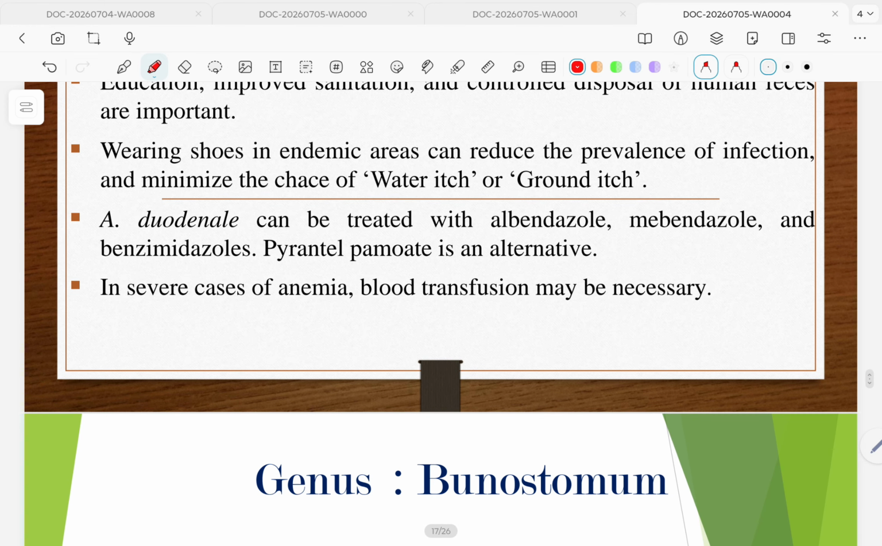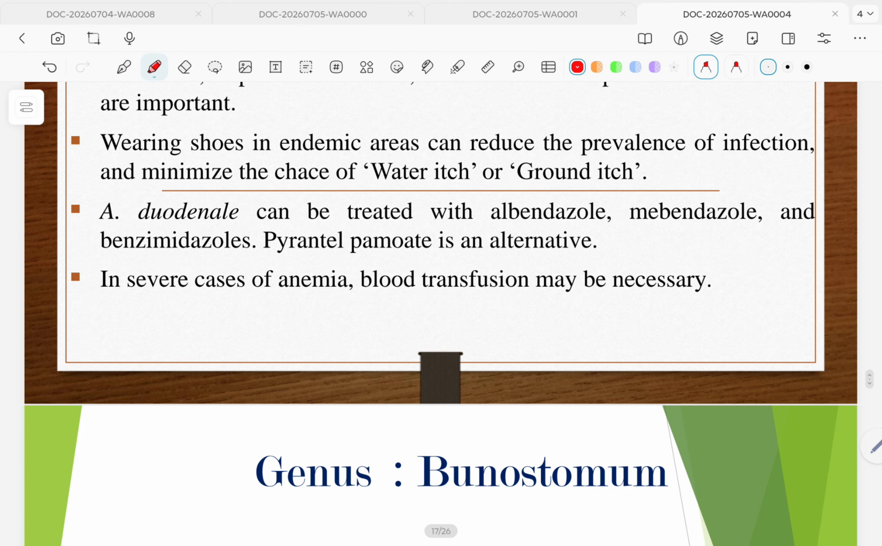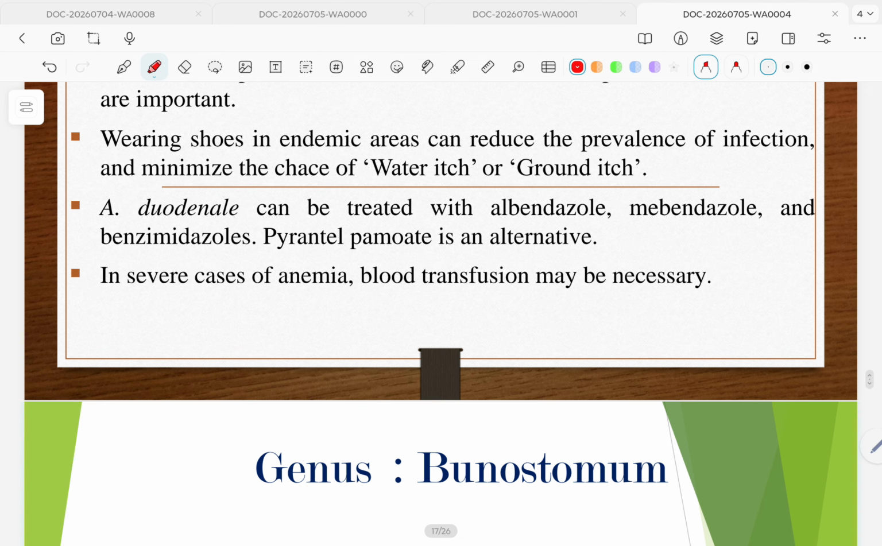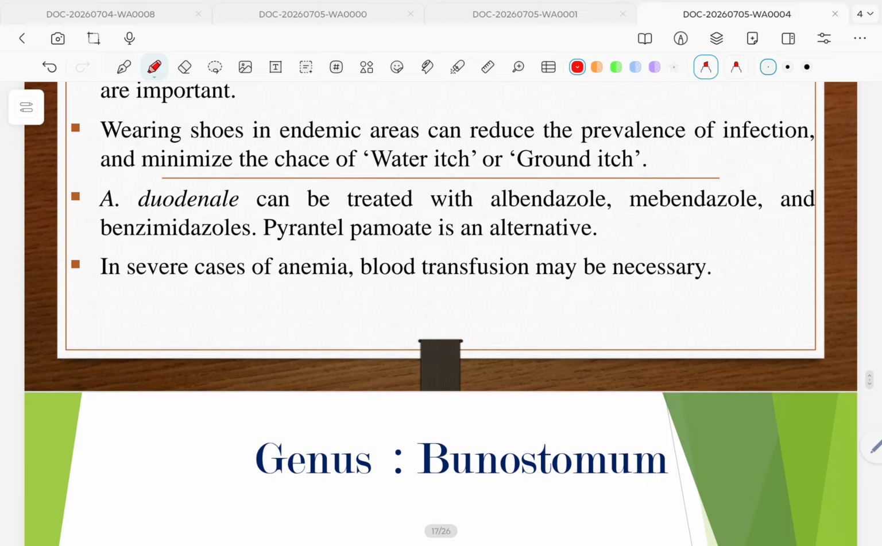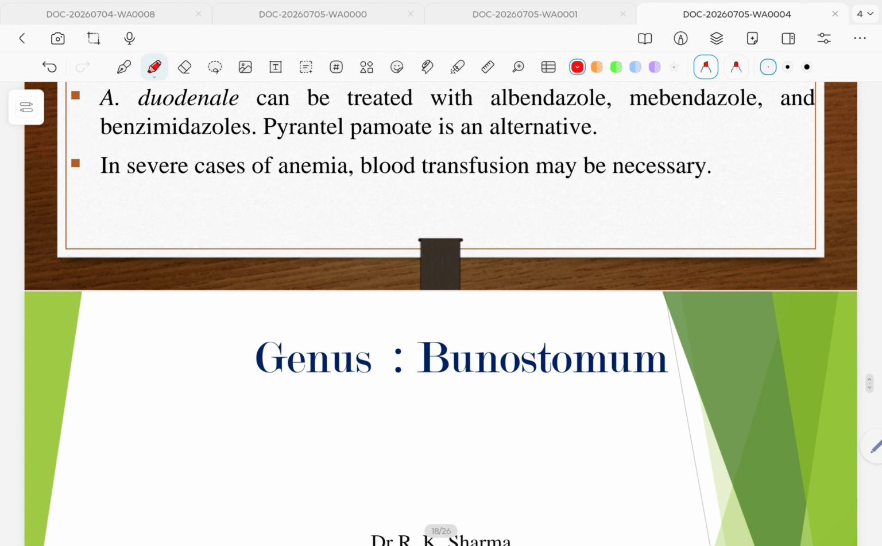Ancylostoma can be treated with albendazole, mebendazole, and benzimidazole. Parenteral pamoate is an alternative. In severe cases of anemia, blood transfusion may be necessary.